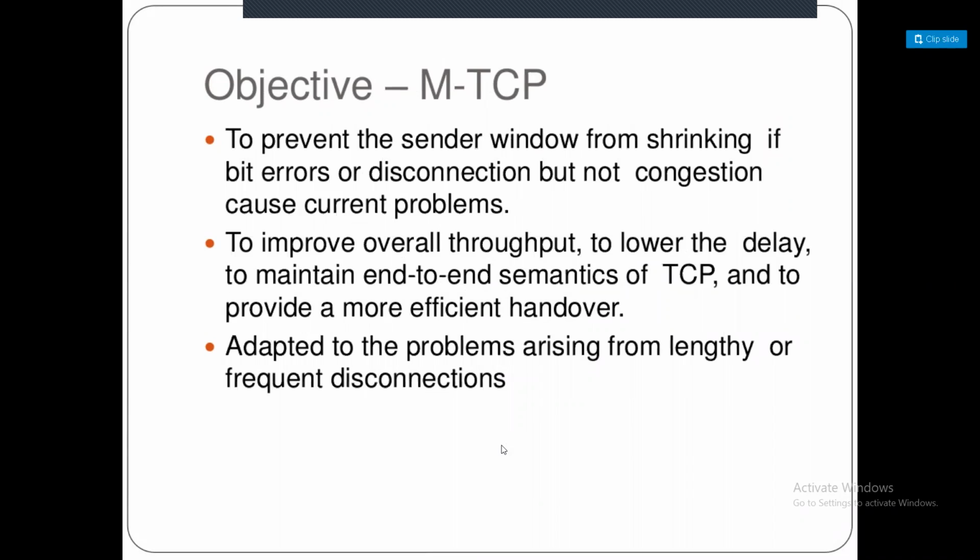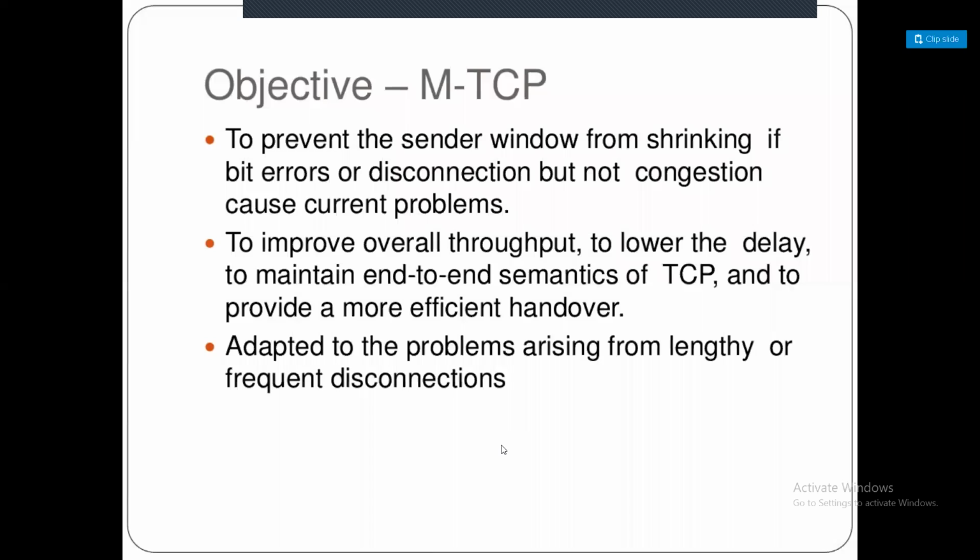Okay, coming to the main objective of mobile TCP: it is to prevent the sender window from shrinking if bit errors or disconnection, but not congestion, cause the problems. See, as the sender, until I get an acknowledgement for the first packet I sent to the receiver, I cannot send further. That means my sender window becomes zero. Why did my sender window shrink to zero? That means the supervisory host informs me regarding the mobile host disconnection. Whenever the mobile host comes back into the connection, again the supervisory host informs me about the connection, then my window size will be increased. Okay, then only I am able to send further data.